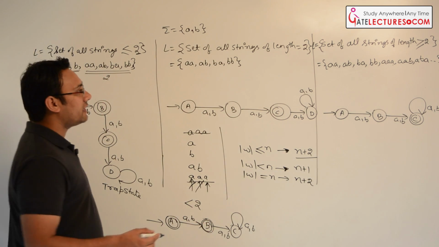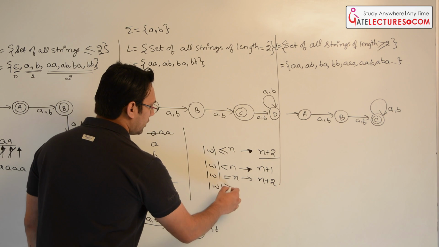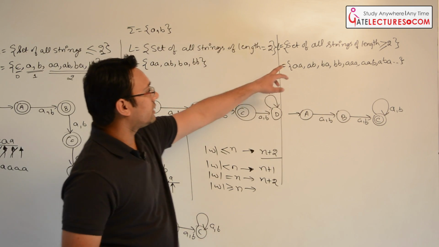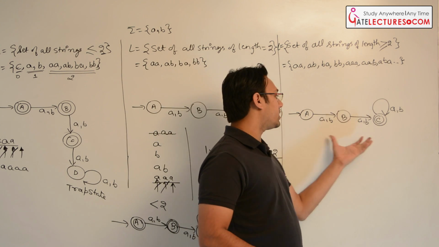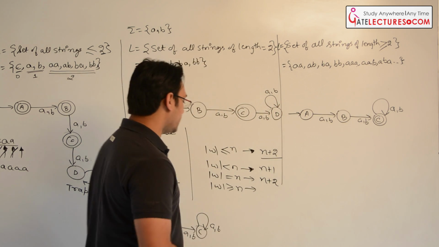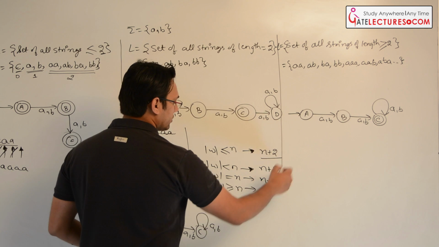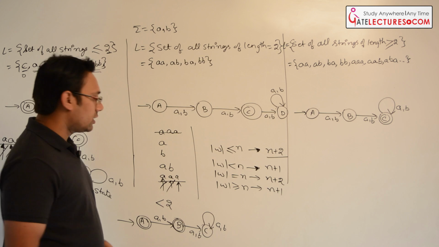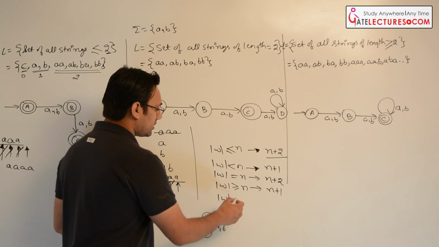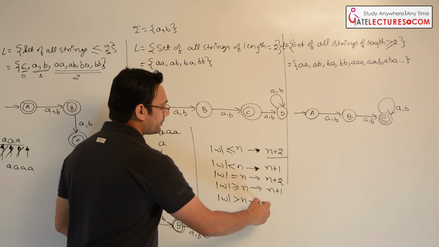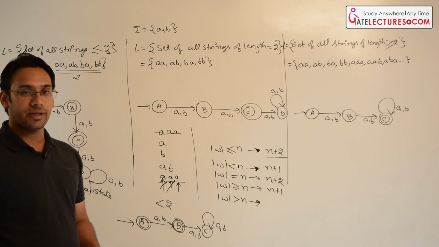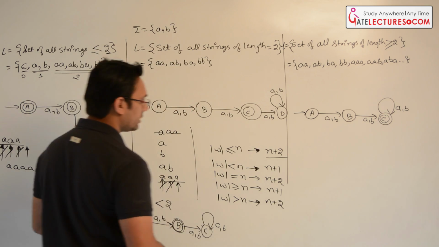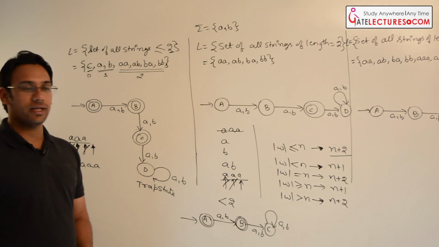Now if I say strings of length greater than or equal to n, how many states are there? There are exactly 3 states, so that means we will have n plus 1 states. Fine. Now if I say strings of length only greater than n, then how many states will be required? So take it as n plus 2 states. How are these n plus 2 states required in this case?